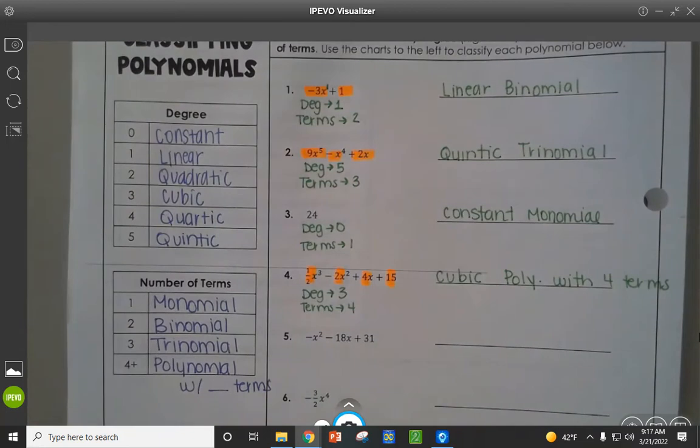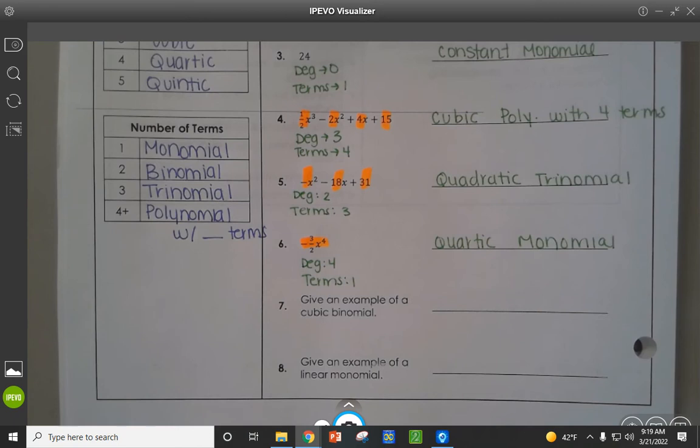I want you to try numbers 5 and 6. All right, number 5, you should have gotten quadratic trinomial. What's the leading coefficient on number 5? -1. Number 6, it's a quartic monomial. Notice, there was a minus in front of it, but there's nothing being added or subtracted, so there's really only one term. What's the leading coefficient on number 6? -3/2. Okay.